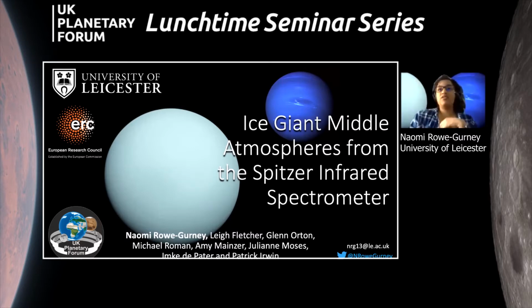I'm going to be talking to you today about using the Spitzer infrared spectrometer to look at the ice giants, Uranus and Neptune, and specifically their middle atmospheres. And hopefully by the end of the talk, you'll understand what all of that means.